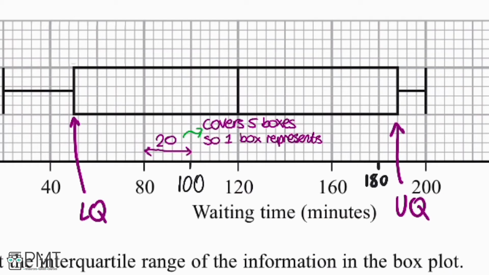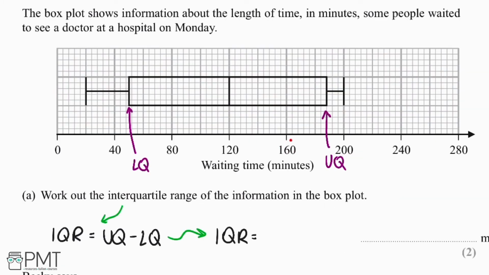So one box represents, so I'm going to do 20, which is the total, divided by 5, which equals 4. So every time we move along one little box, we're moving along 4. And that should help us when we work out the lower quartile and the upper quartile. So we're going from 160 here up to 200 here. So here must be 180. And each of these little boxes represents 4.